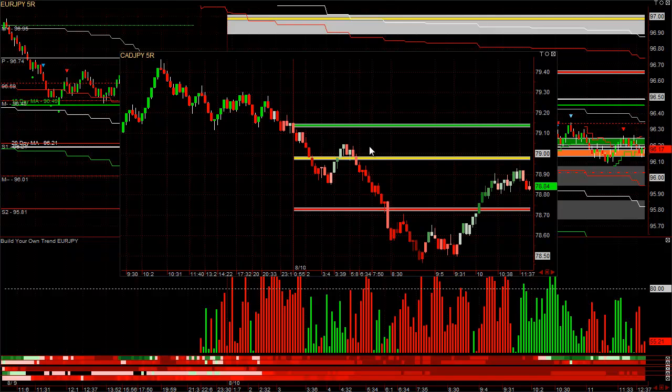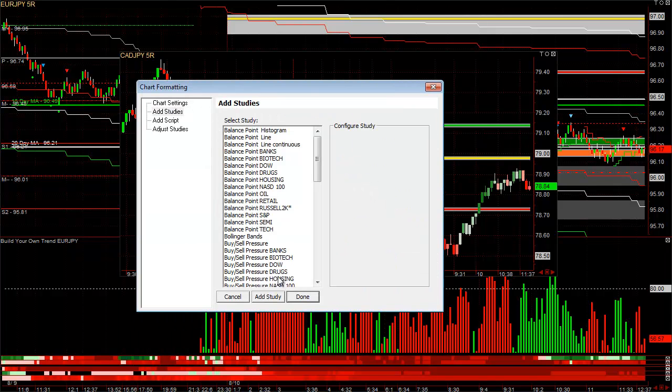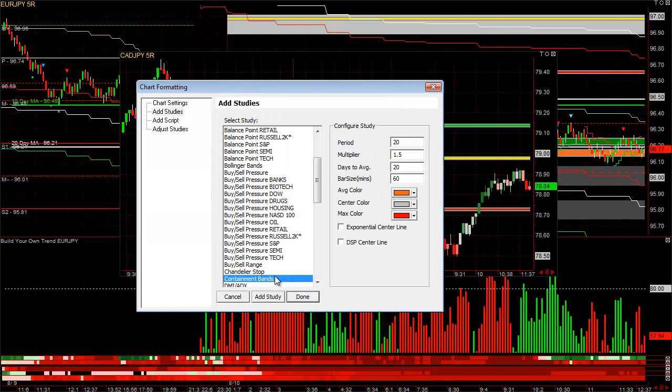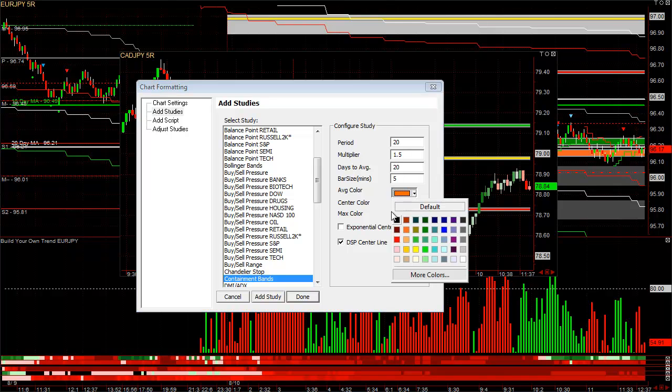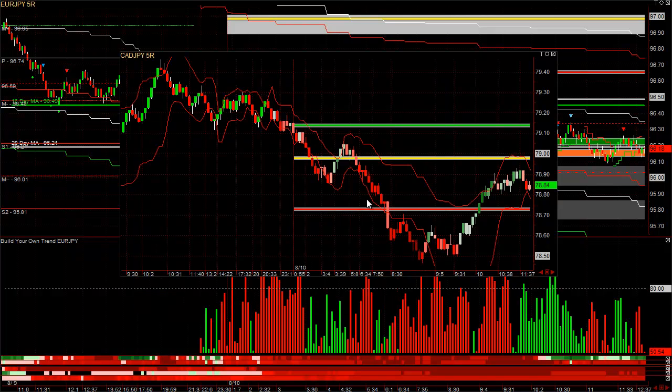Now, another thing you can do is use our new containment bands. Now, we've had containment bands for years and years and years, but we put a new tool in here called the DSP center line. This is a super fast digital signal processing center line that will show you very likely maximum moves. And so if it ever gets underneath that DSP level, it's likely to pull back a little bit.